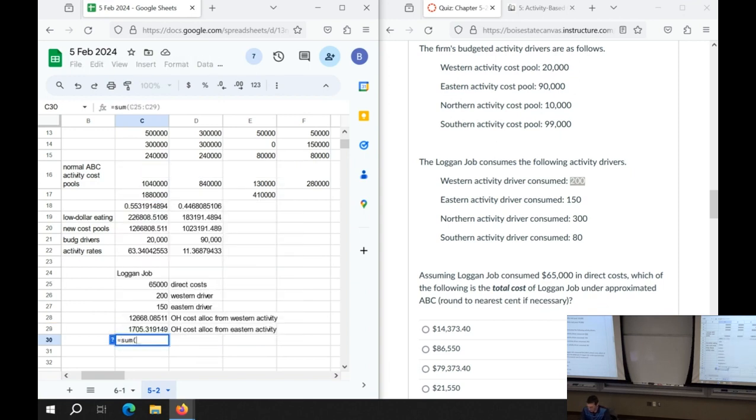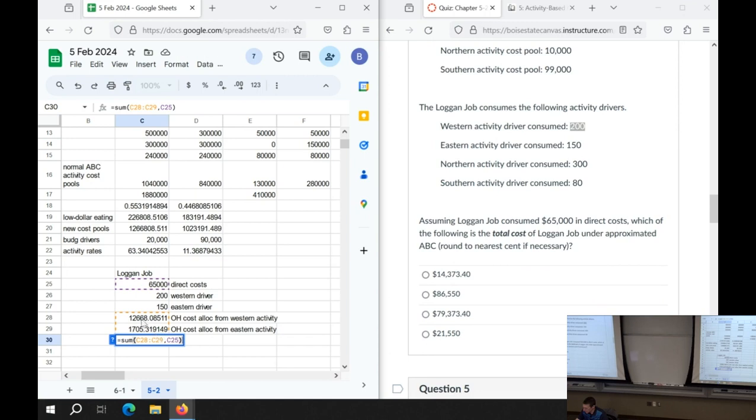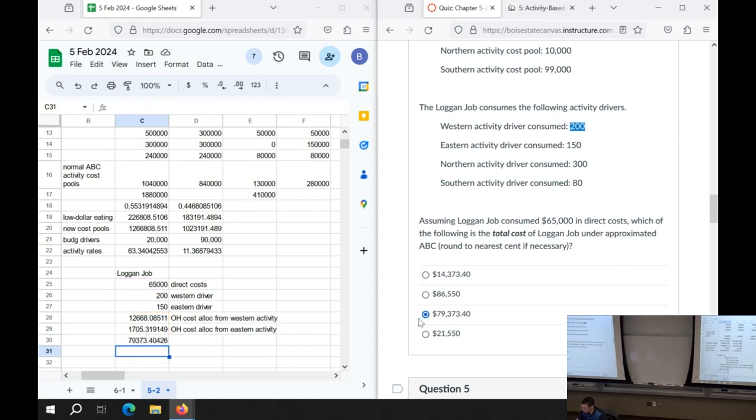And if we sum those overhead and the direct cost, because look, it's asking for total cost, not overhead cost, but total cost. If we sum those, and don't put a parentheses right there, that should be our number right there. $79,337.40.